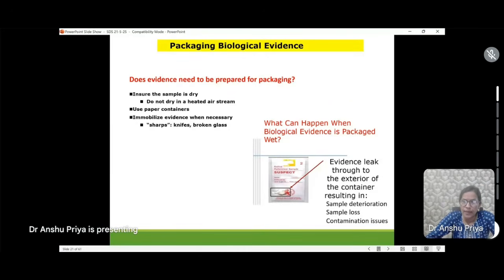If a biological sample like a blood stain is packed in wet condition in that envelope, what I am seeing here is the evidence leaking through the exterior container, due to which there is sample deterioration, which could be sample loss or a contamination issue. So packaging of biological evidence is also very, very important.